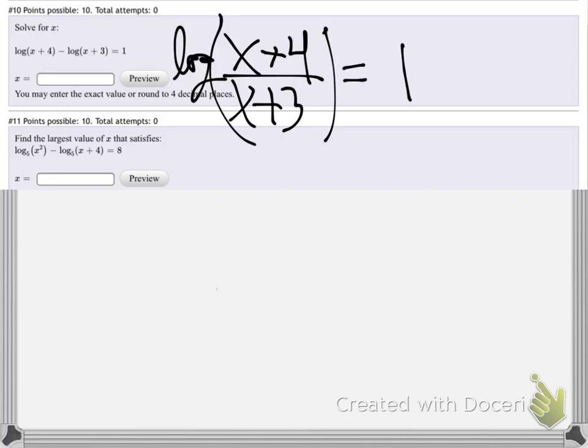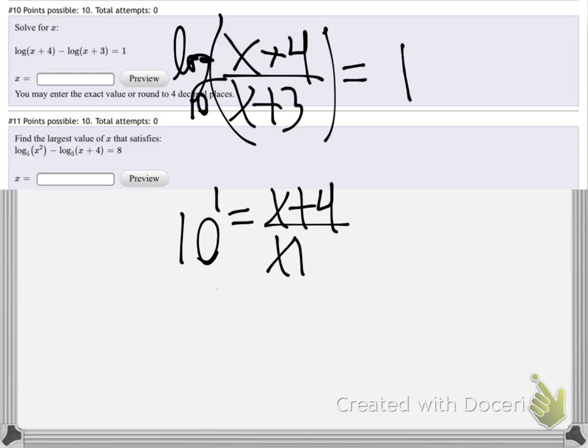And these are common logs as well. So if I put this in exponent form, that's a log base 10. So we're looking at 10 to the 1 on the other side. So we'll say 10 to the 1 equals x plus 4 over x plus 3. And then it's looking like 10 to the 1, we just as well call it 10.